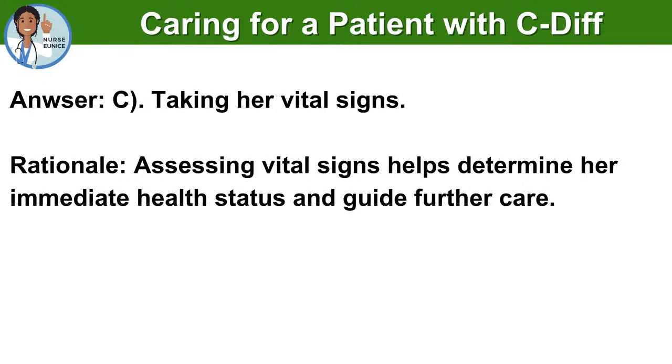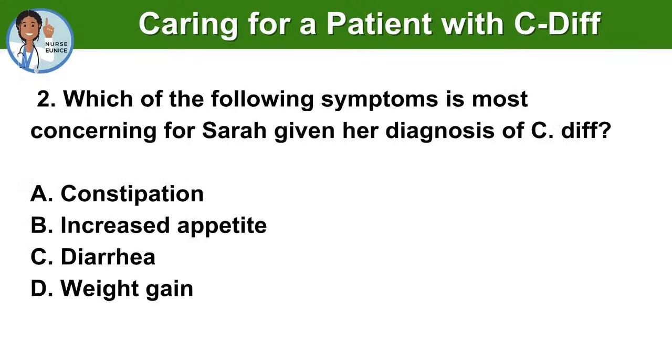If you chose C, you are correct. Whenever the person or patient is admitted, your priority is getting those vital signs because it helps to determine the immediate health status and to guide further care. And so if anything is abnormal, her blood pressure is high, her blood pressure is low, pulse ox or oxygen saturation is abnormal, you would be notifying your nurse immediately.